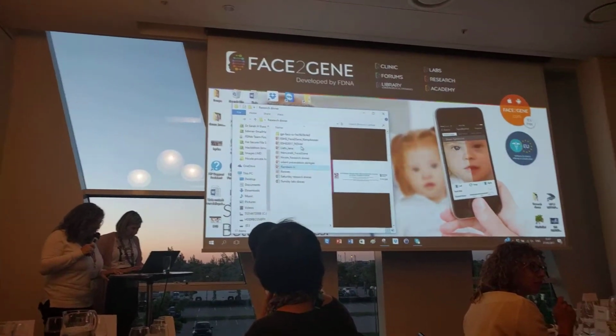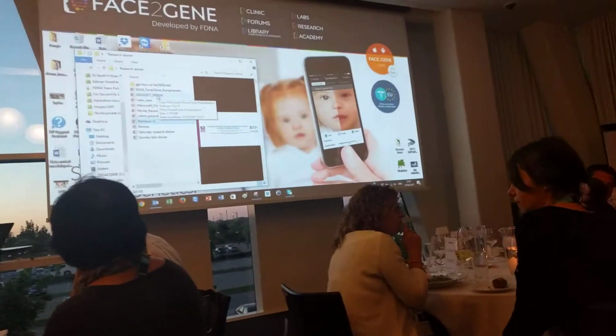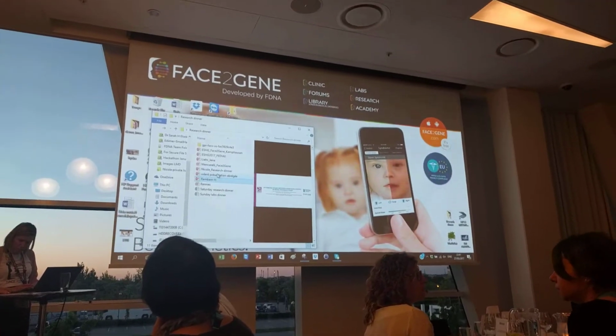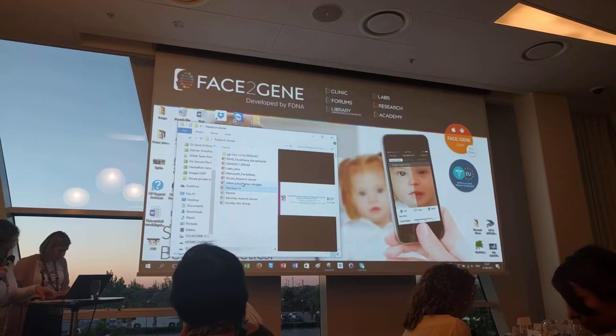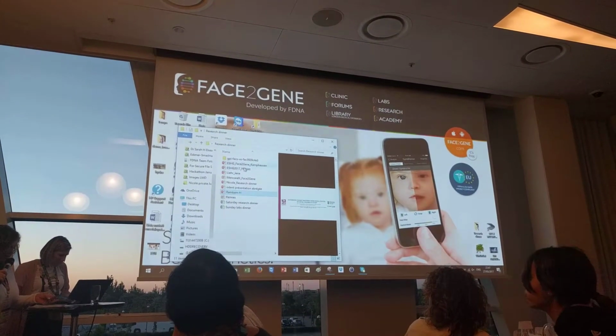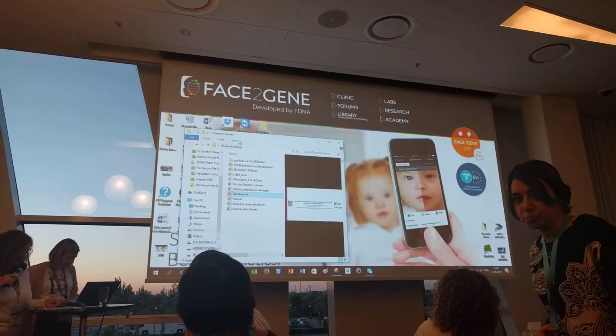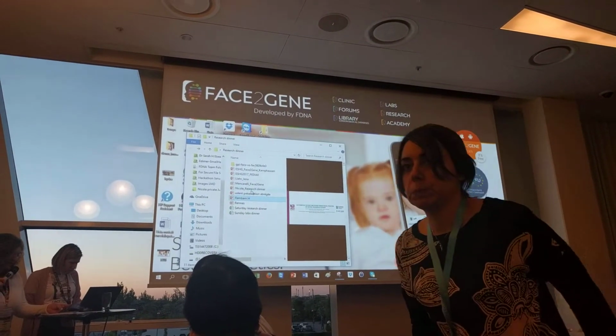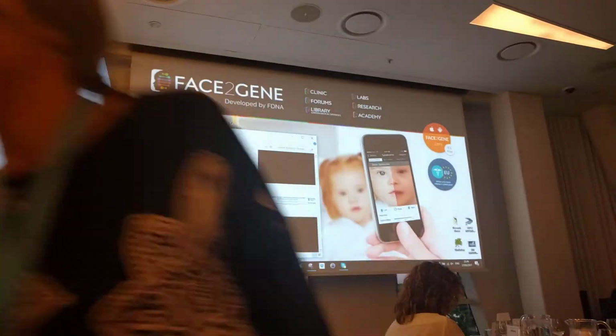Phase 2, and PDIA stands for the prioritization. The most difficult word to say in English. So, prioritization of exomes of unresolved patients with image analysis.